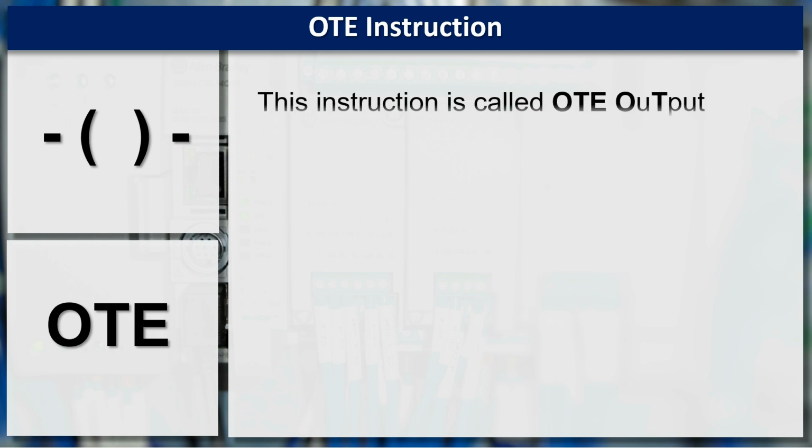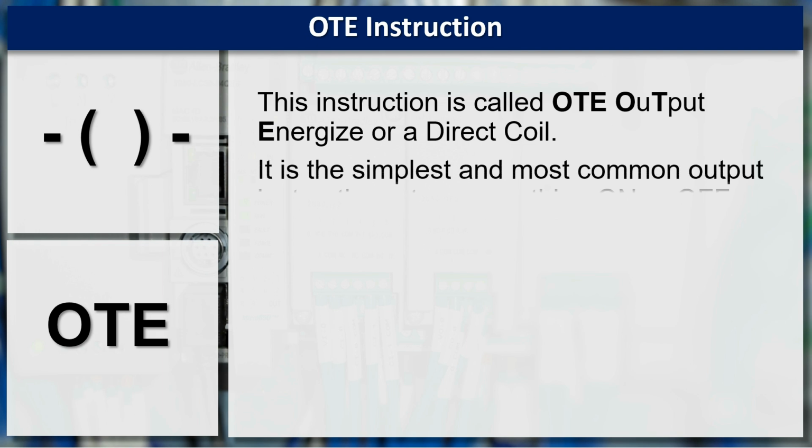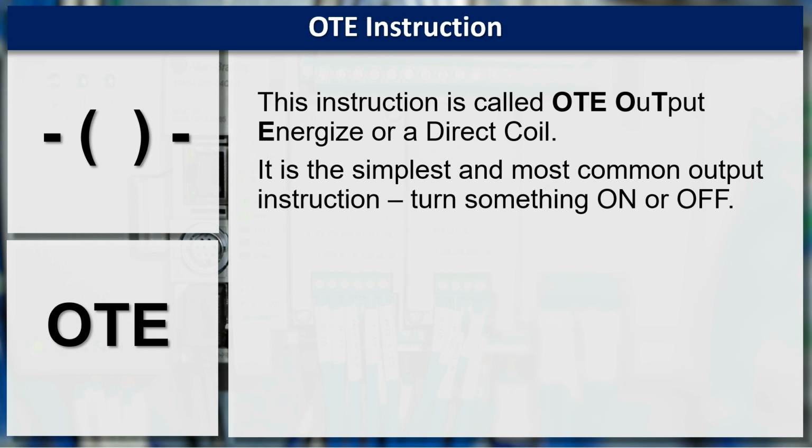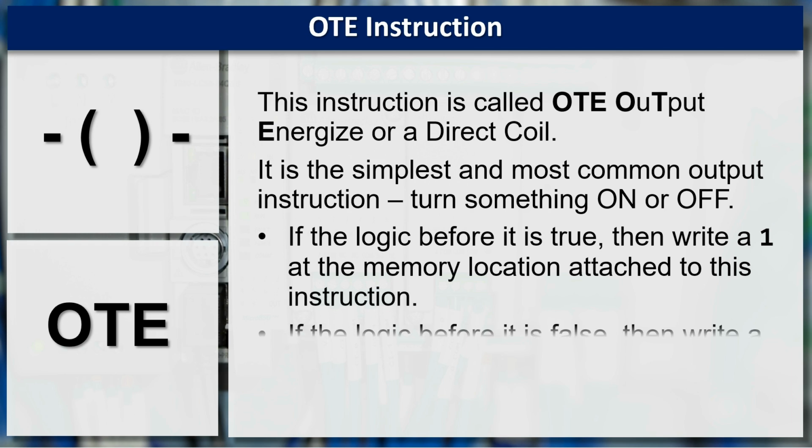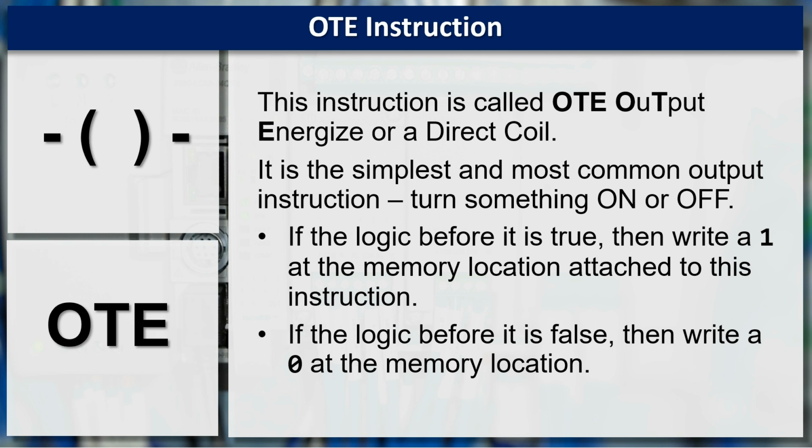This instruction is called OTE, output energize, or a direct coil. It is the simplest and most common output instruction. Turn something on or off. If the logic before it is true, then write a 1 at the memory location attached to this instruction. If the logic before it is false, then write a 0 at the memory location.